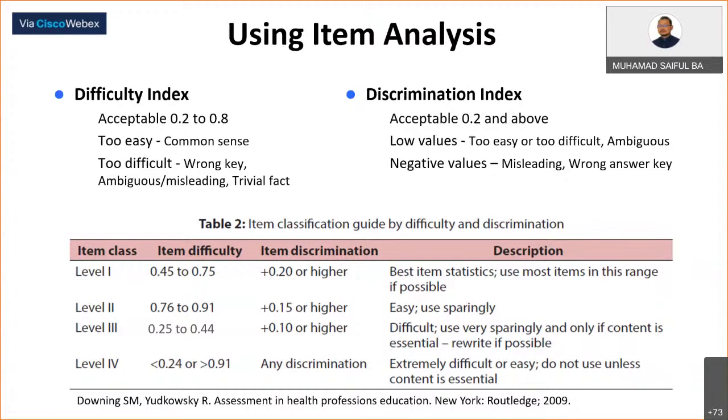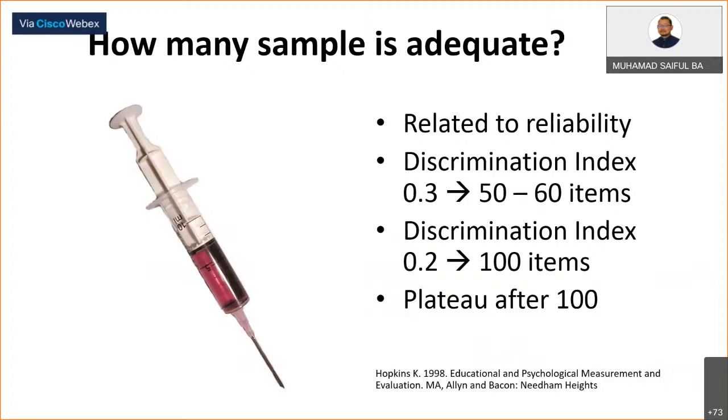And then, how is this related to the number of items? Okay, this is based on this book as well. So if you are deciding in terms of, usually people ask how many questions. If, let's say, your discrimination index is 0.3, it means that you choose all the questions with a minimum of 0.3, usually you can just fit 50 to 60 items. That is good enough for that particular objective exam.